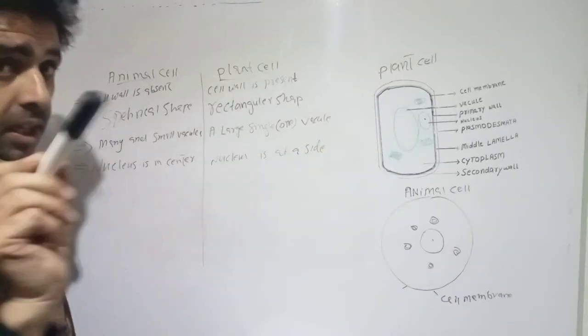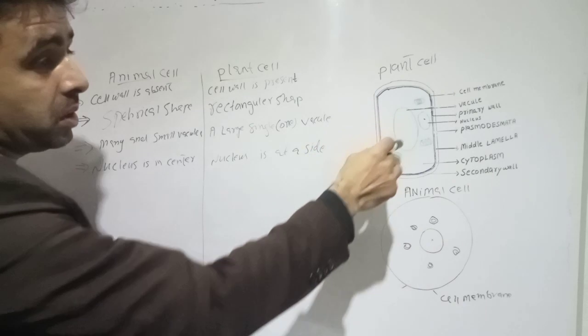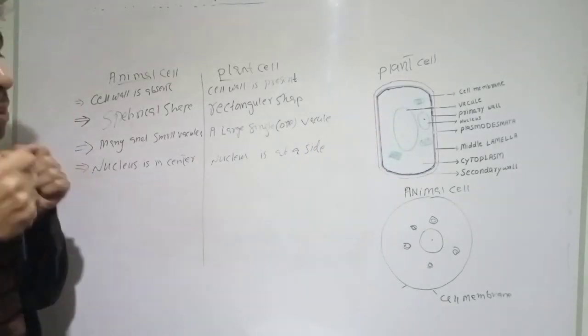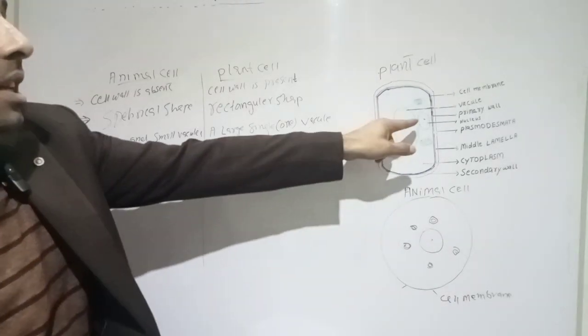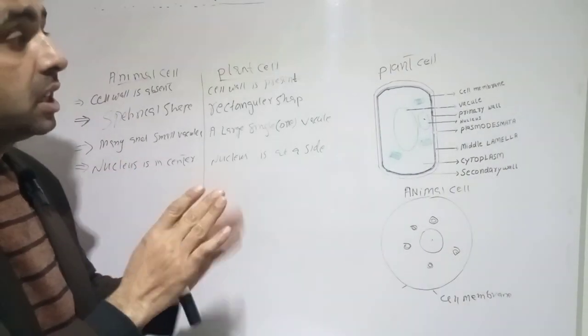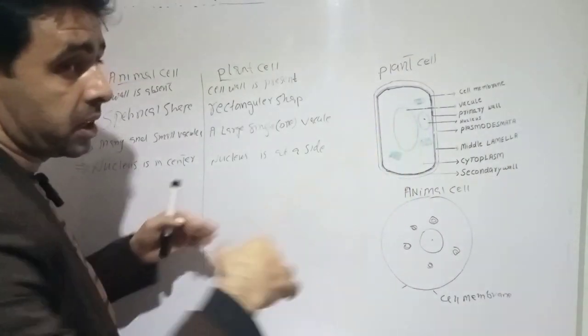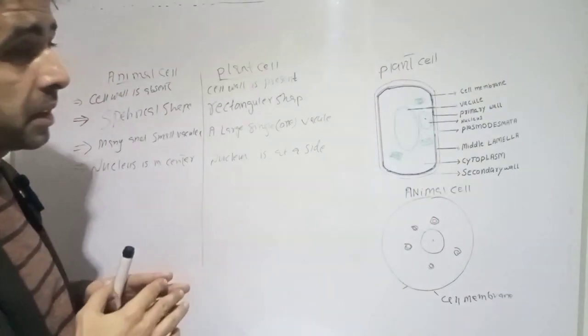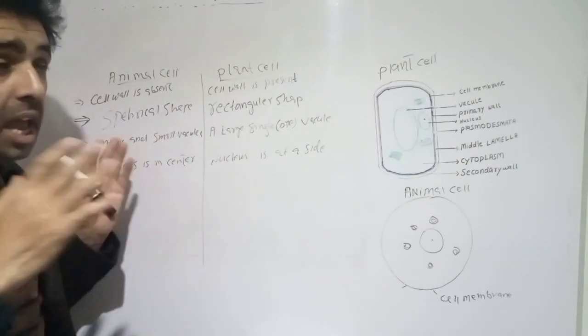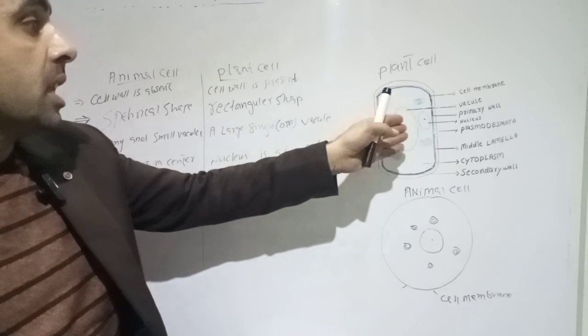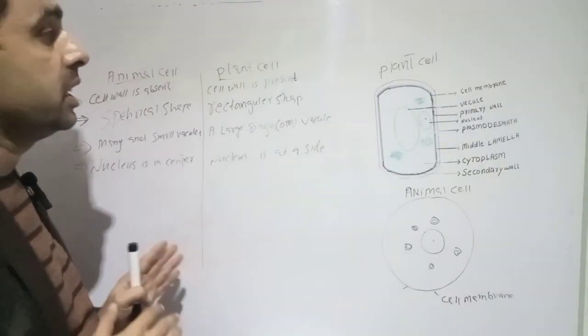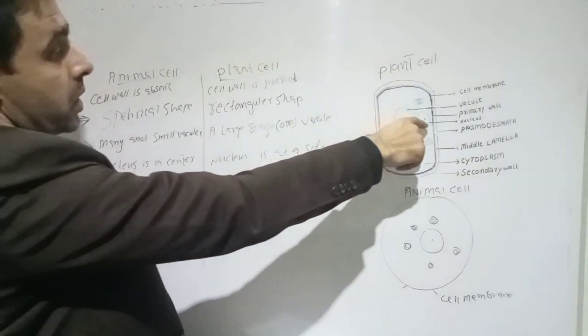It is at side because the plant cell has a large vacuole, and that large vacuole pushes the nucleus to the side. That is why it comes here. It has a large body, it is heavy and easily pressurizes the nucleus, and that is why the poor nucleus goes to the side.